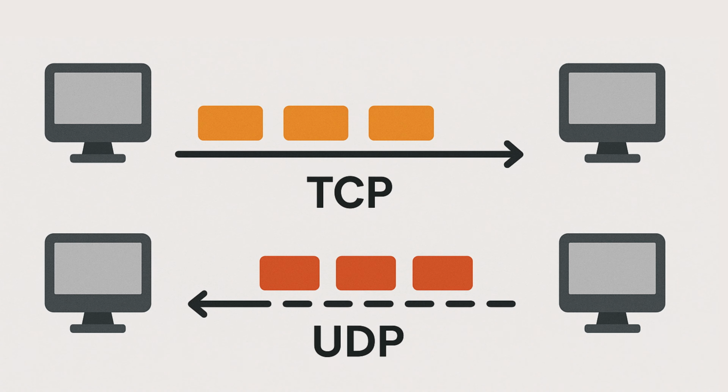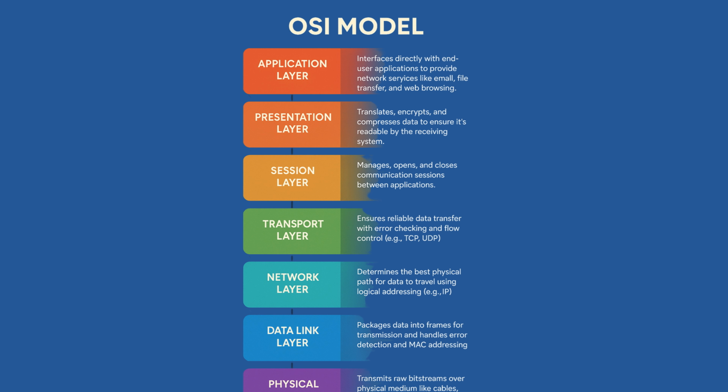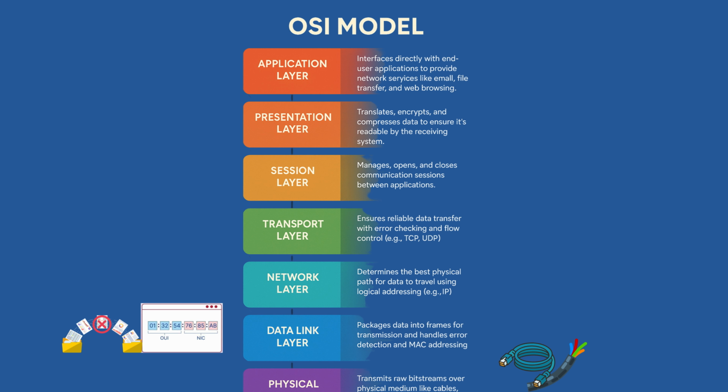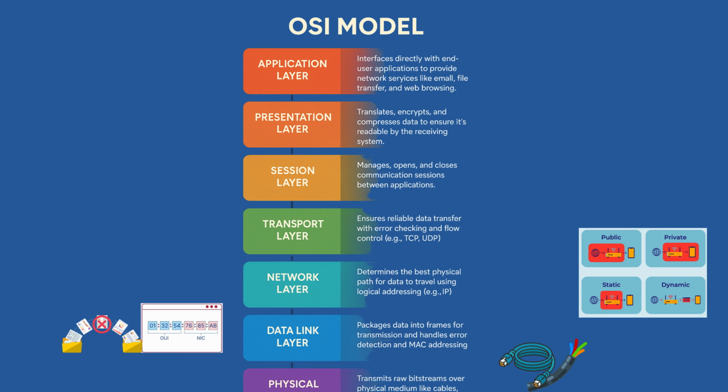To understand how data moves through a network, we use reference models. The OSI model has 7 layers, from physical wires to the apps we use every day. The physical layer transmits raw bit streams over physical mediums like cables, radios, or fiber optics. The data link layer packages data into frames for transmission and handles error detection and MAC addressing. The network layer determines the best physical path for data to travel using logical addressing like IP. The transport layer ensures reliable data transfer with error checking and flow control, for example TCP and UDP.